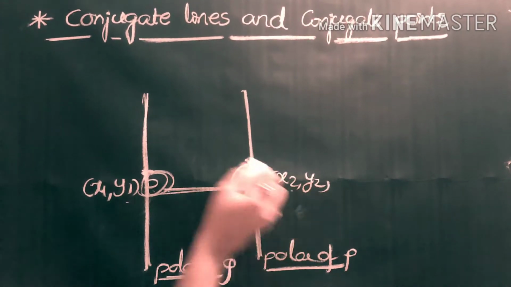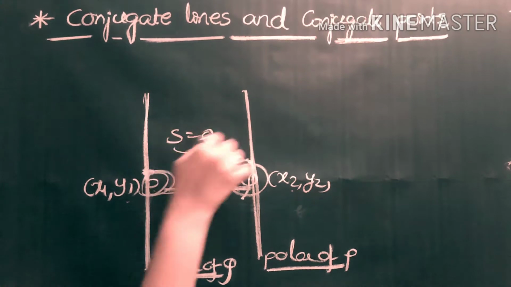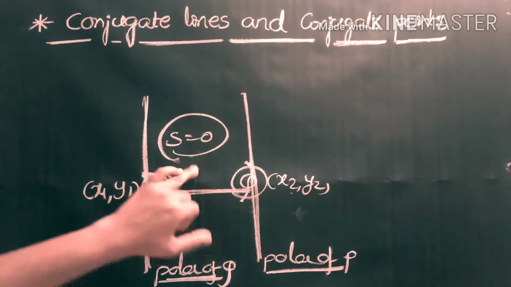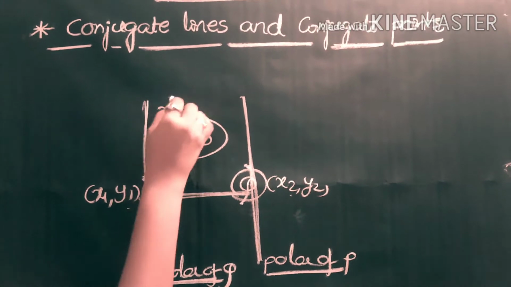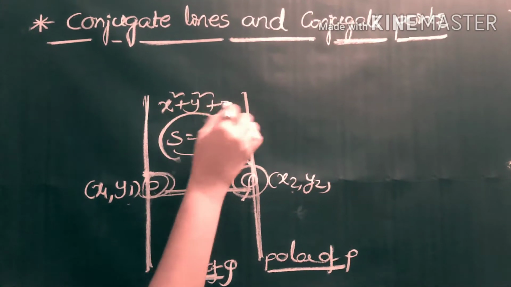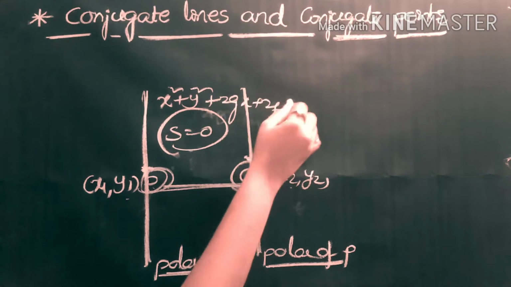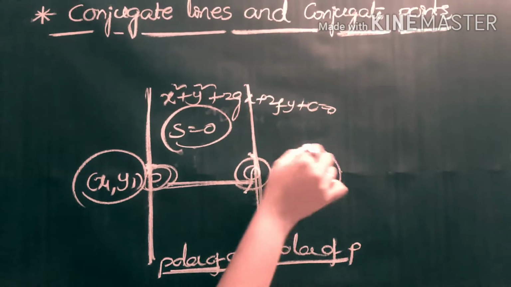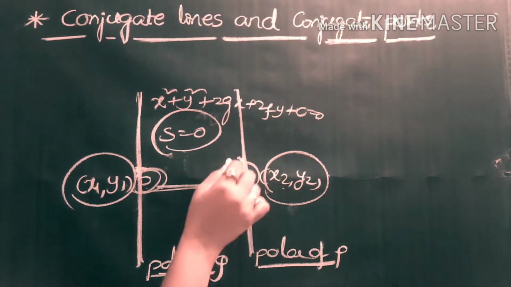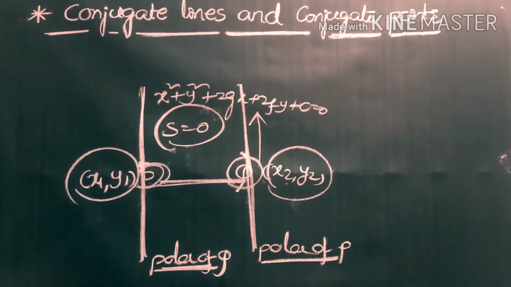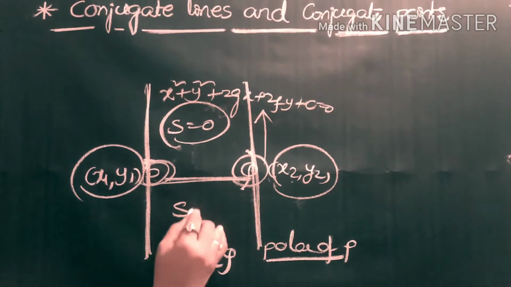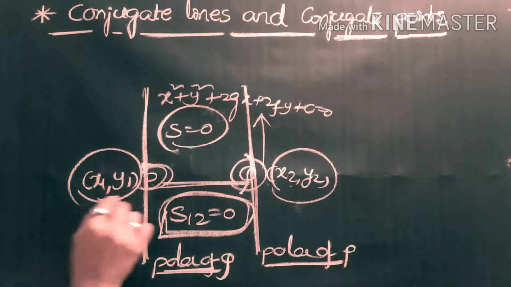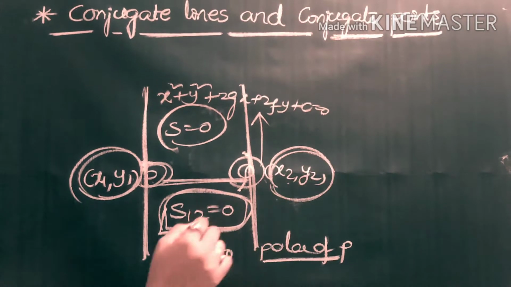2 points here, and we have some circle S equals 0. S equals 0 means we can take the equation of the circle in standard form, that is x square plus y square plus 2gx plus 2fy plus c equals 0. Now what is the condition for the points x1 comma y1 and x2 comma y2 to be conjugate points with respect to the circle S equals 0? It is S12 equals 0. This is the condition for the points x1, y1, x2, y2 to be conjugate points.